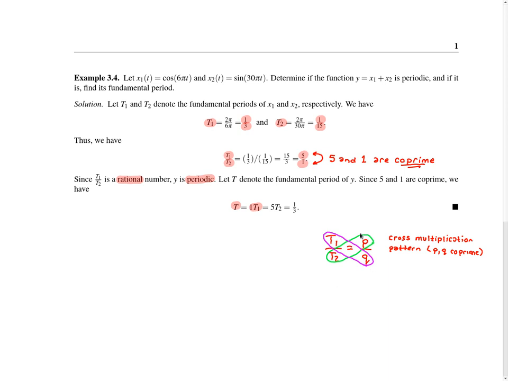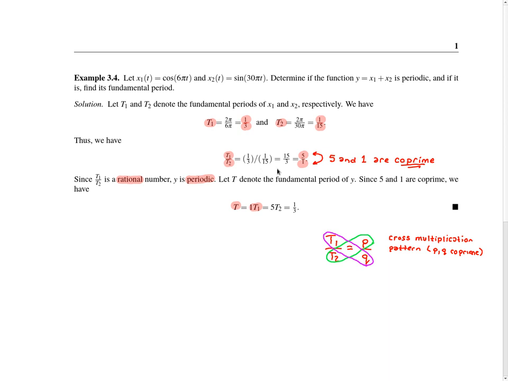In other words, we have kind of a cross multiplication pattern, if this helps you to remember how to do this computation, where basically we have our ratio t1 over t2, and then we have the ratio written in most reduced form, so any common factors are cancelled between the numerator and denominator. In other words, p and q are coprime. That is, they have no common factors. And in this case, 5 over 1, 5 and 1 are coprime. We've cancelled any common factors. So we can simply take t1 times 1 or 5 times t2. Both of them will always be equal, and this will be the period of the function y.